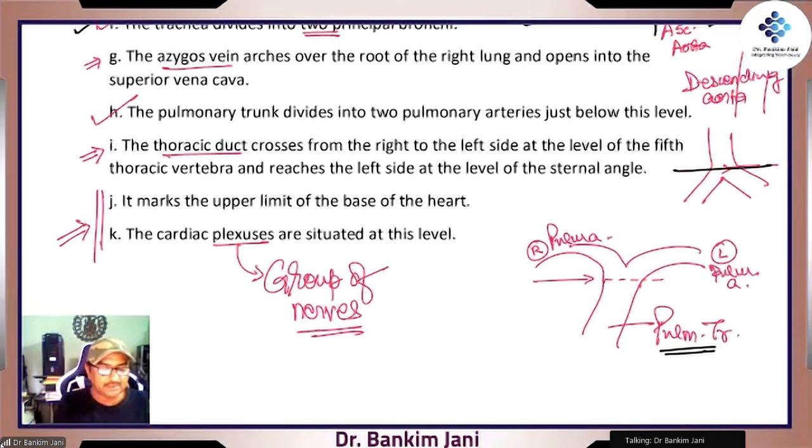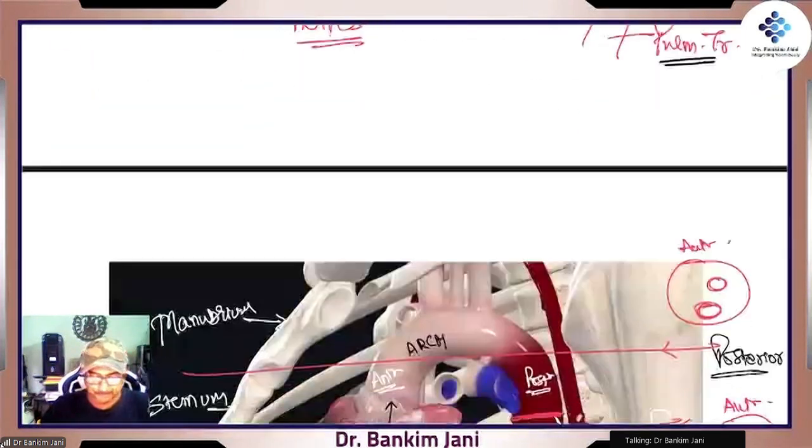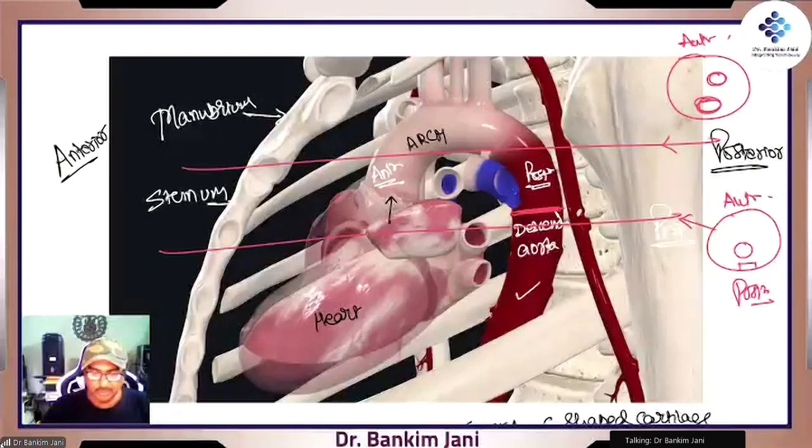These, the azygous vein and thoracic duct, are part of the anatomy, so we'll see that later. It marks the upper limit of the base of the heart, and the cardiac plexus are situated at this level. Plexus means a group of nerves, right? So there are some important groups of nerves. All these are anatomy things. Okay. So that's how it really looks.